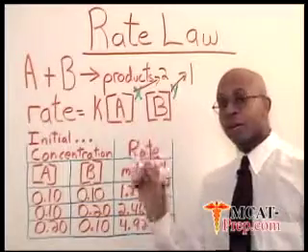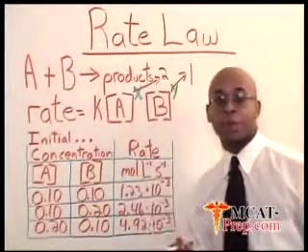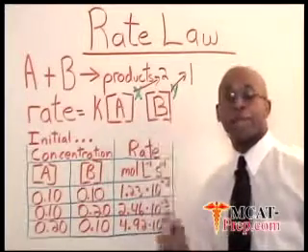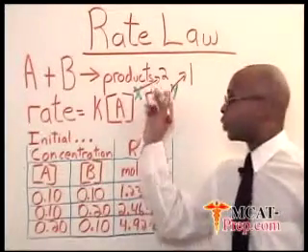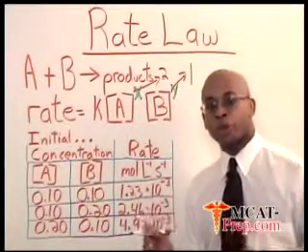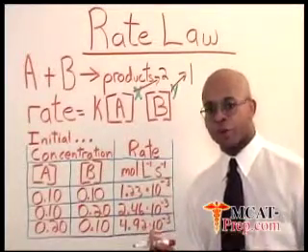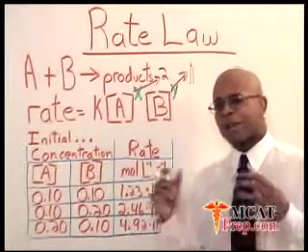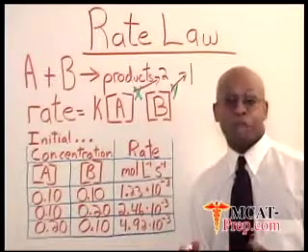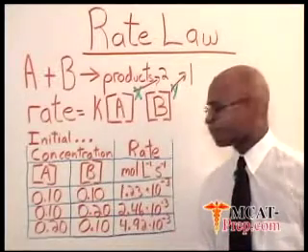If you want to talk about the overall rate of the reaction, then the overall rate of the reaction will be the sum of the exponents. So it would be 2 plus 1. The overall rate of the reaction would be third order. It's a third order reaction. This concept of the order of reaction will also come up later when we look at organic chemistry.